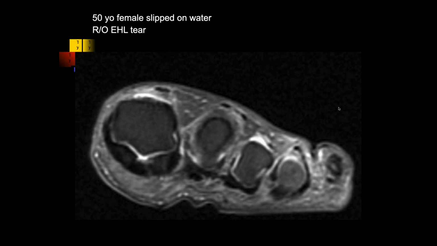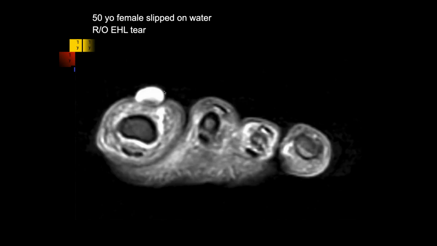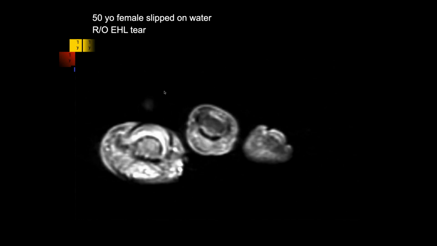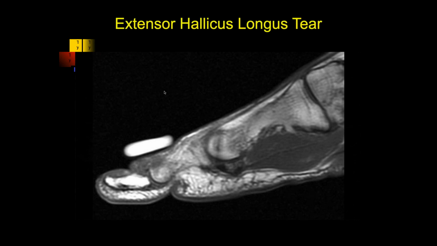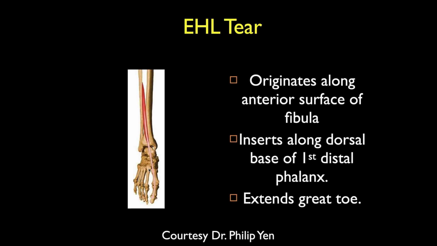Slipped on water, rule out extensor hallucis longus tear. So I believe I see the extensor hallucis longus, but it does look maybe a little off center in relation to the MTP joint. So next cut, I don't see it. Okay, I don't see it here either. So I believe it is torn distally. Right, got a complete tear with a little bit of retraction.